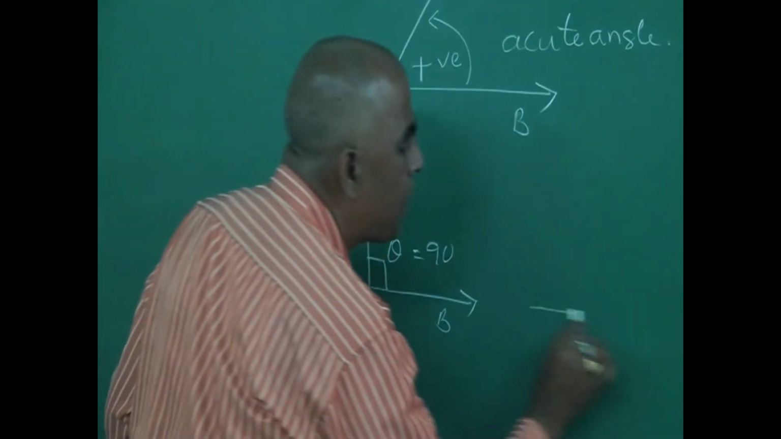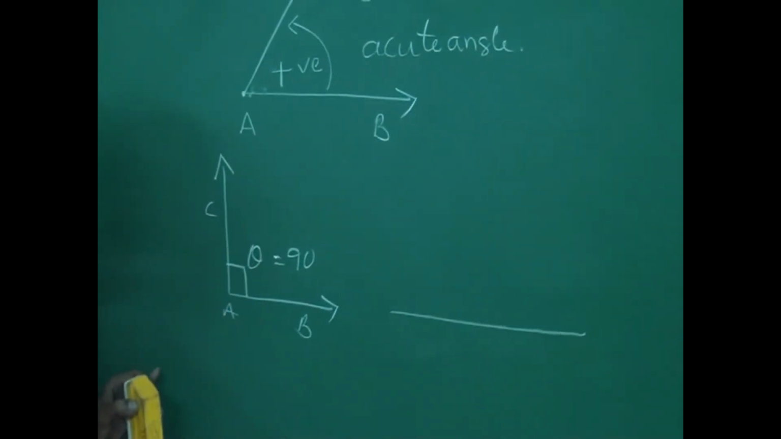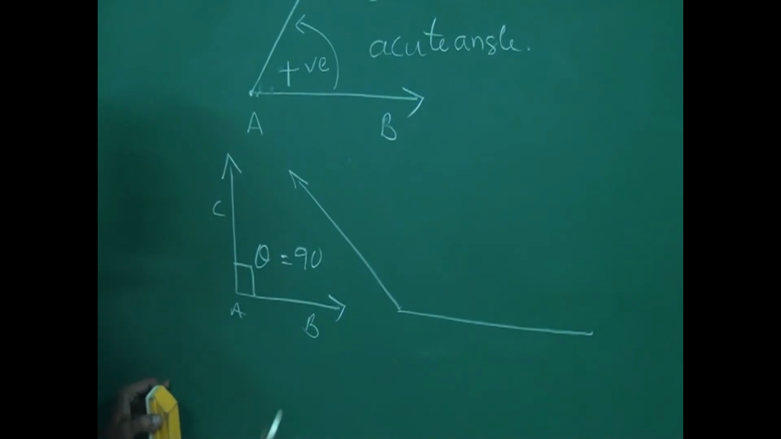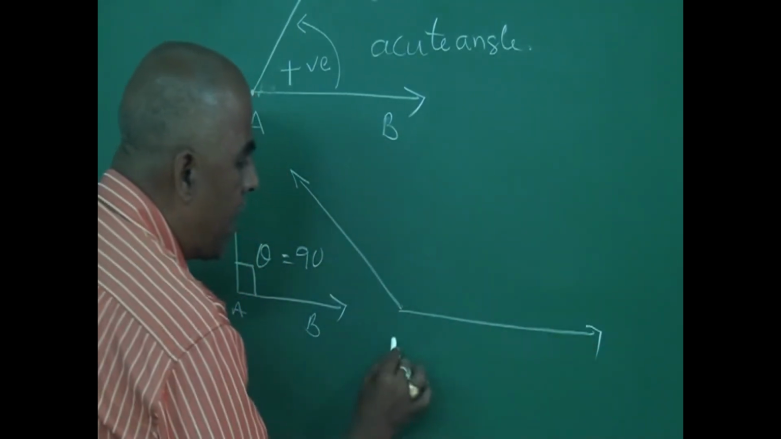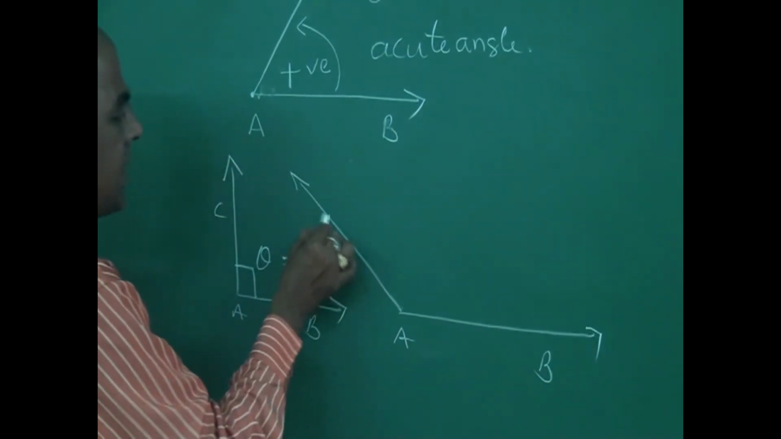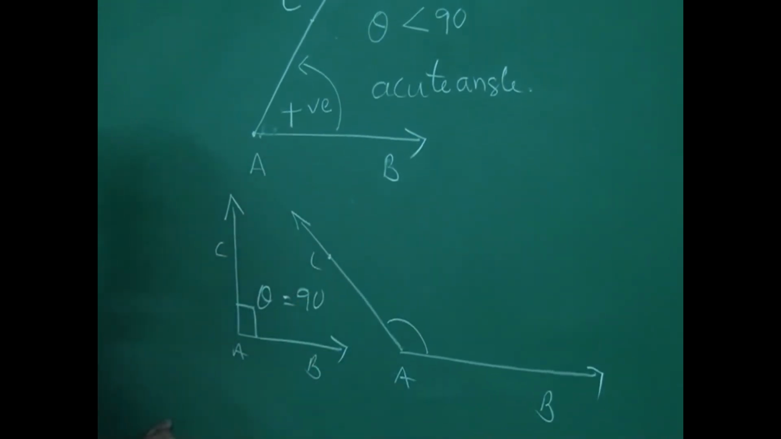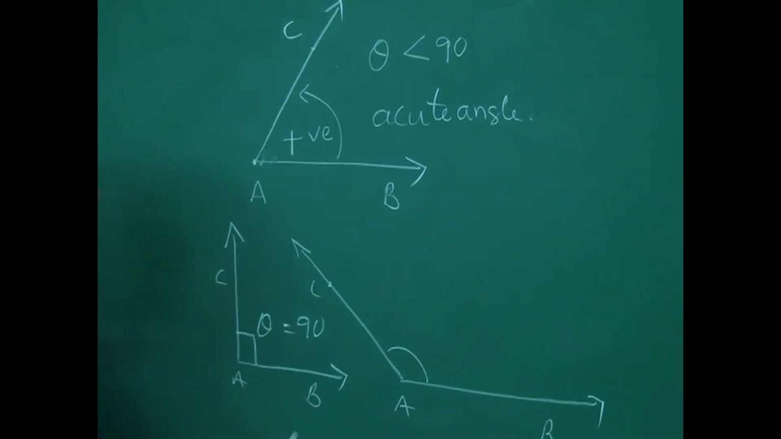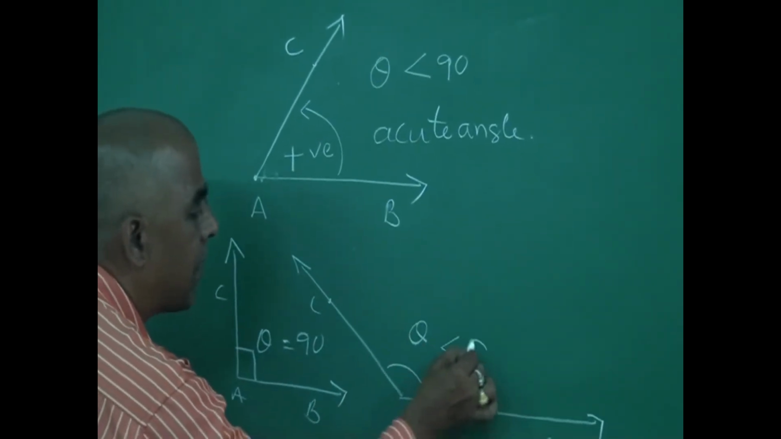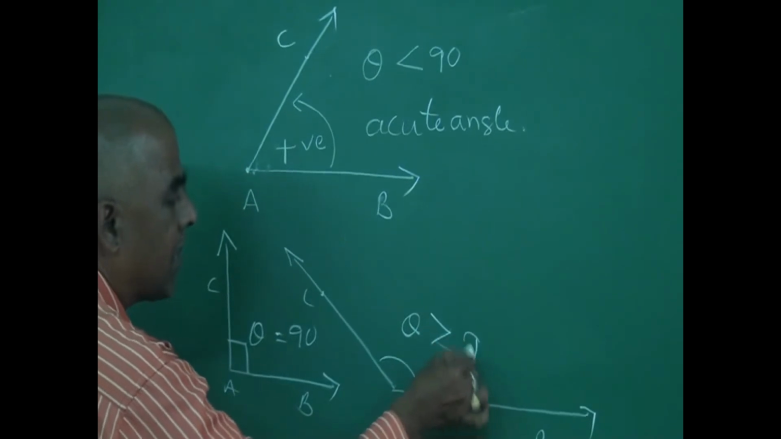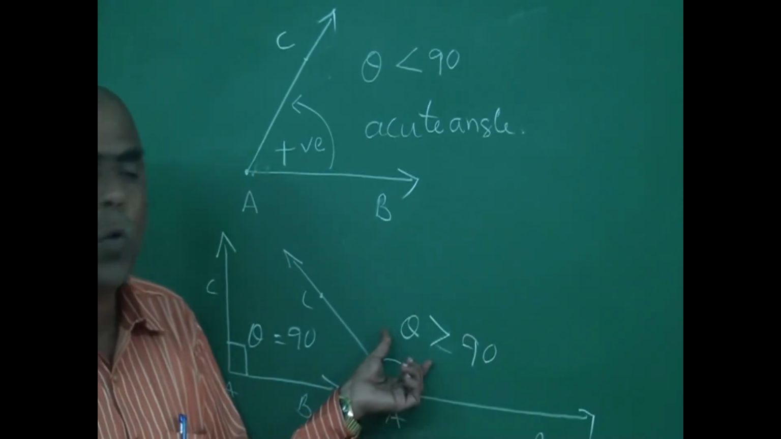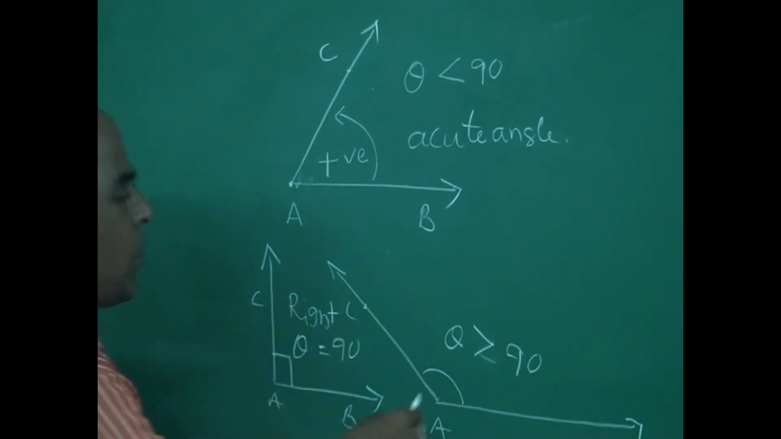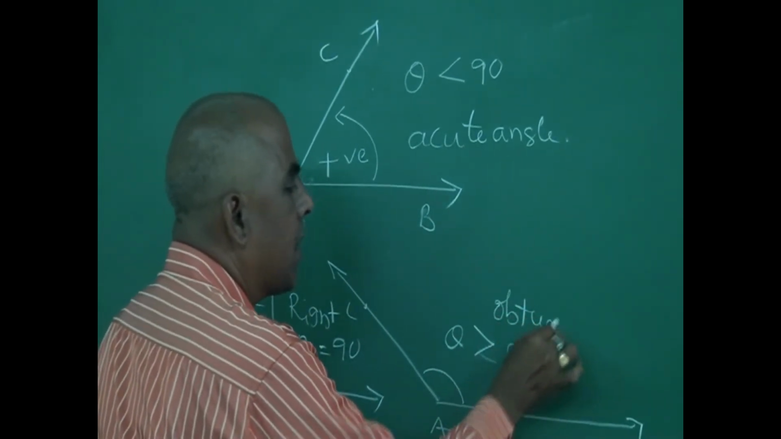If an angle is more than 90 degrees and less than 180 degrees, it is called an obtuse angle. Here AB is an arm and AC is another arm. This angle is always more than 90 degrees, so the theta value is always greater than 90 degrees. It is always said to be an obtuse angle.